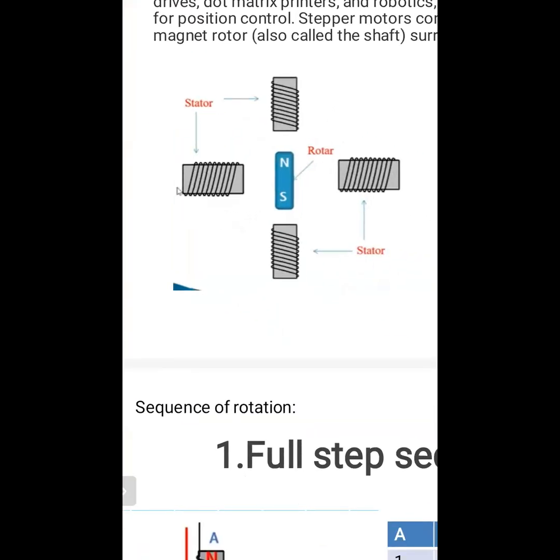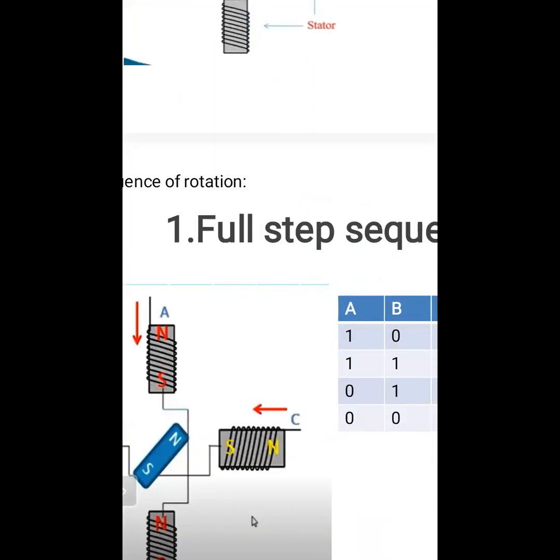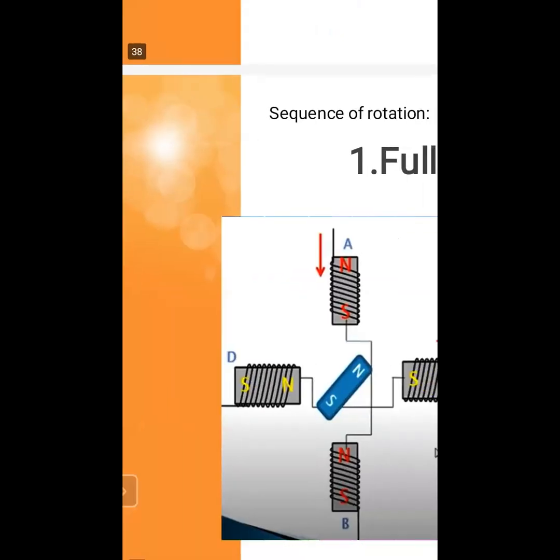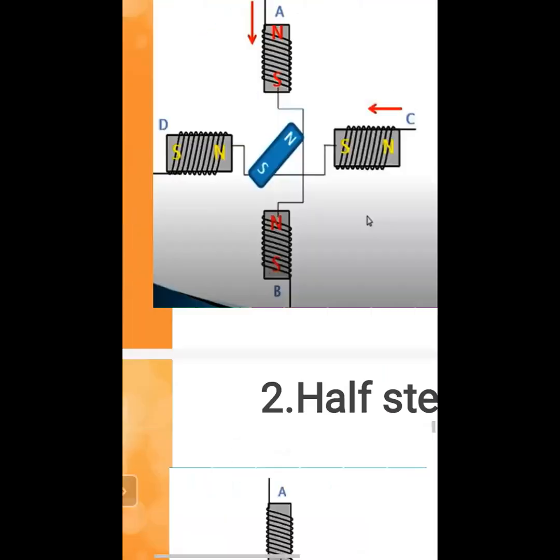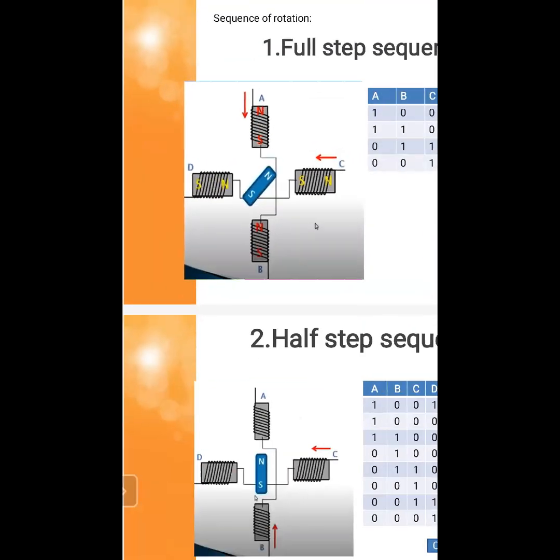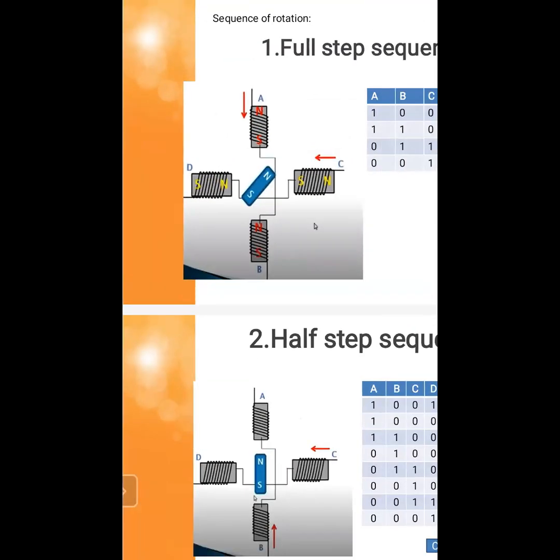There are two types of sequence of rotation in the stepper motor: the full step sequence and the half step sequence. First is the full step and second is the half step. What does full step mean? It will go from A to C, C to B, B to D, and then again D to A. This is the clockwise movement, the full step movement.